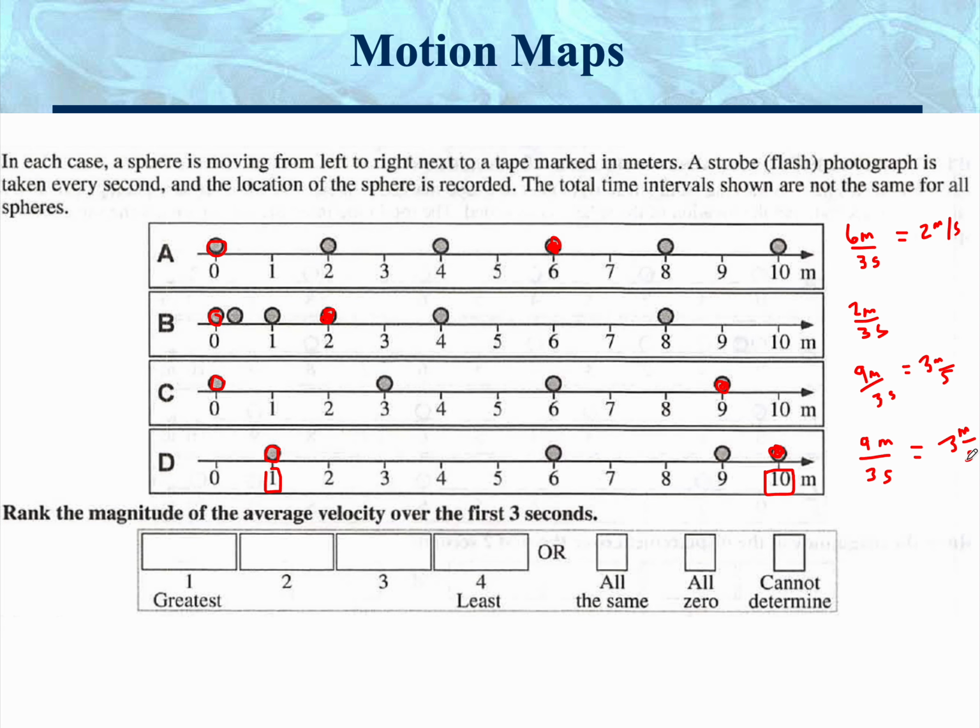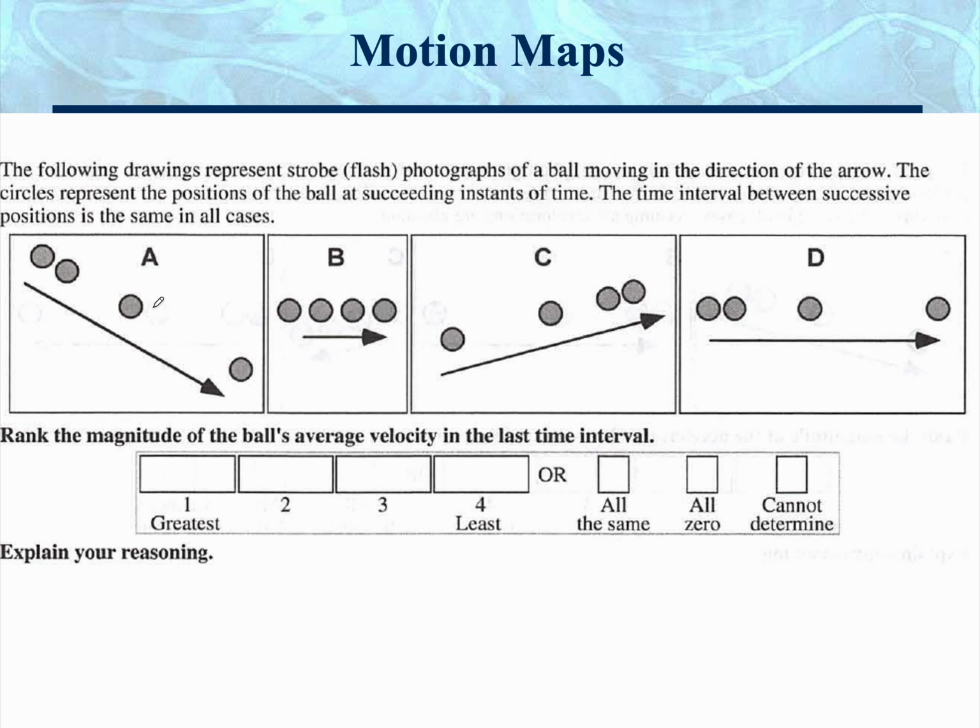So ranking these, what's the order? A is equal to C. They're both the winners. That's greater than A, and that's greater than B. B is our slowest one. Good. You can also do motion maps in multiple directions. In this case, they didn't draw an arrow on each one of these. They just drew an overall arrow.